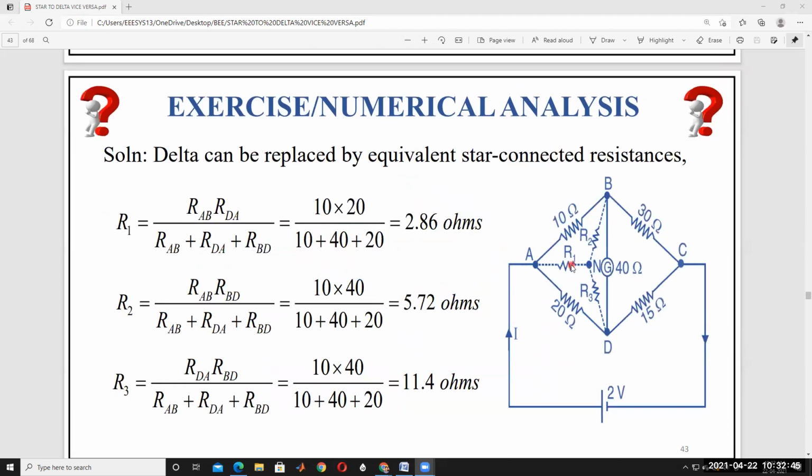So what is the resistance R1 here? R2, R3. What is the resistance R1? R1 is nothing but the multiplication of RAB, RAD.